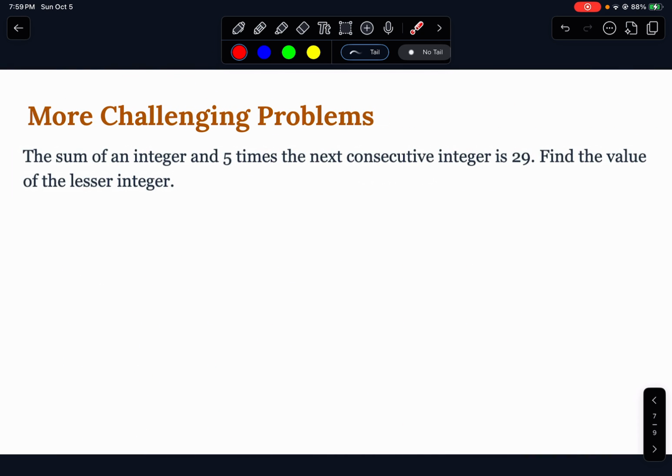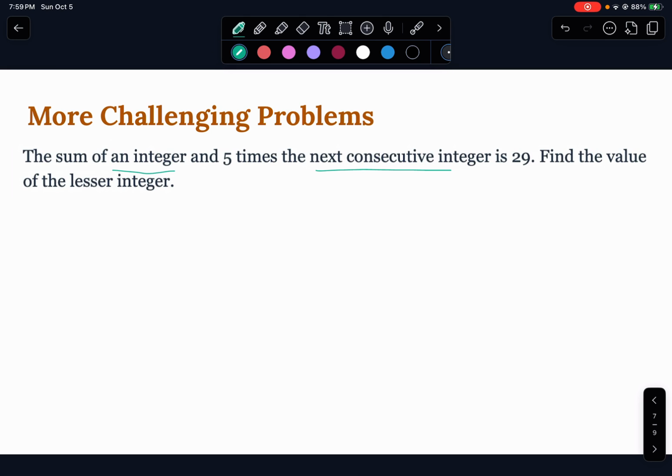All right, this one's going to be even trickier because we're not just finding a sum now. So this time we were given the sum of an integer and then 5 times the next consecutive integer is 29.